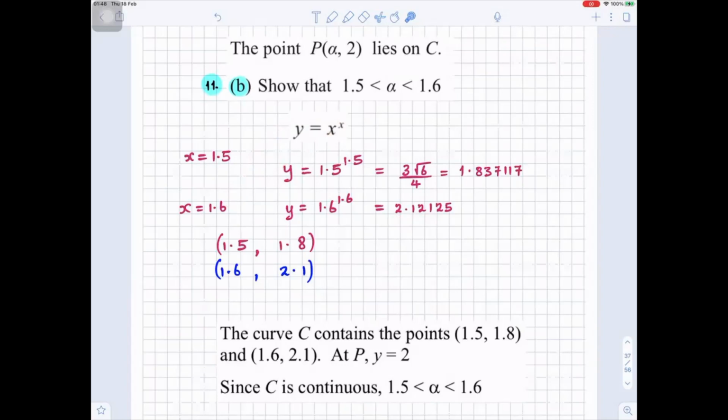So that means when you have 1.5, you get y to be 1.8. When you have 1.6, you get y to be 2.1. So the curve C contains the point 1.5, 1.8, and the point 1.6, 2.1, at y equals 2. And since C is continuous, 1.5 is less than alpha, less than 1.6.